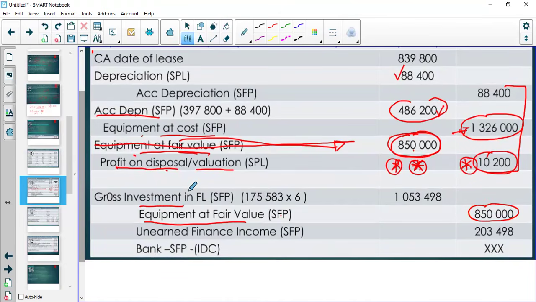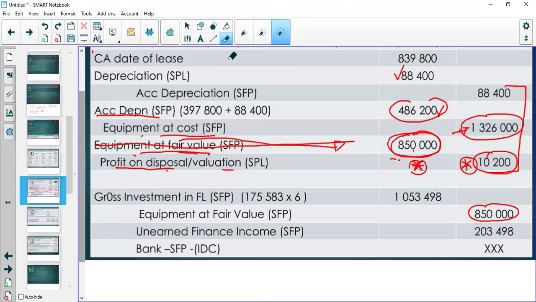And the gross investment is the total payments we expect to receive, that the lessor expects to receive. So it's going to be all the payments, including the installments, plus the guaranteed residual value, plus the unguaranteed residual value. Everything that the lessor will get is the gross investment.